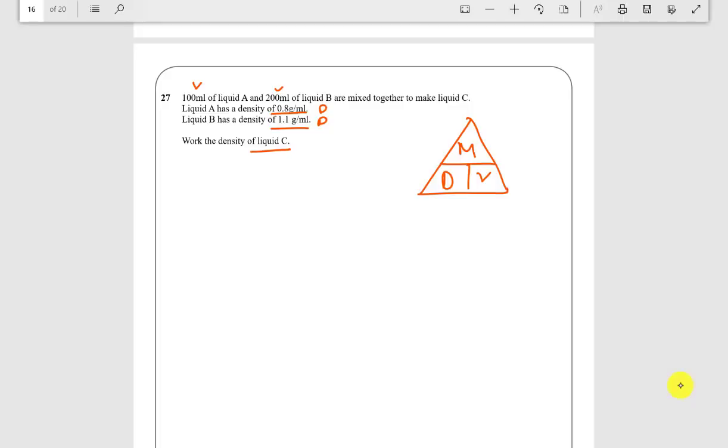So let's work out what the mass for A is. So mass for liquid A is going to be density times volume.